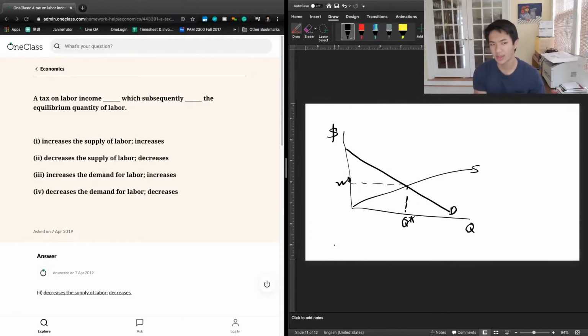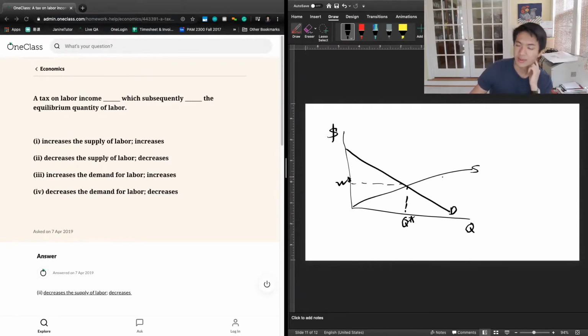And so the question is, a tax on labor income, what does that do? Does it affect supply? Does it affect demand? If it affects supply or demand, does it increase or decrease those aspects of the labor curve? And so a tax on labor income refers basically to income tax, right? And so who does income tax affect more? Does it affect employers, which would mean it would affect the demand curve? Or does it affect suppliers of labor, which would mean it would affect the supply curve?